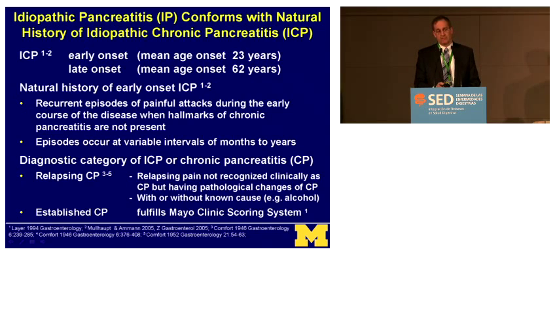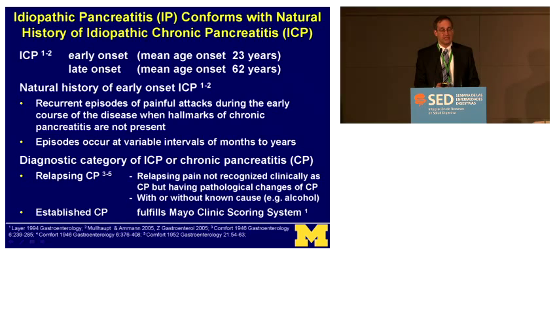The main point from this slide is the title, and that is Idiopathic Pancreatitis Conforms with Natural History of Idiopathic Chronic Pancreatitis. Now, idiopathic chronic pancreatitis has 2 phenotypes, an early onset and a late onset phenotype. It is important to recognize the natural history of idiopathic chronic pancreatitis, which is recurrent episodes of painful attacks during the early course of the disease when hallmarks of chronic pancreatitis are not present. Secondly, episodes occur at variable intervals of months to years.